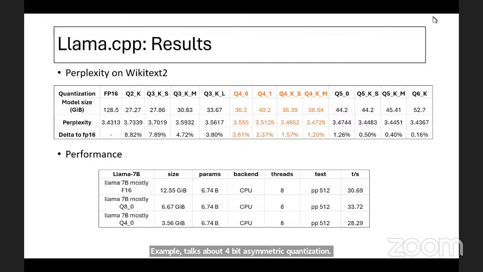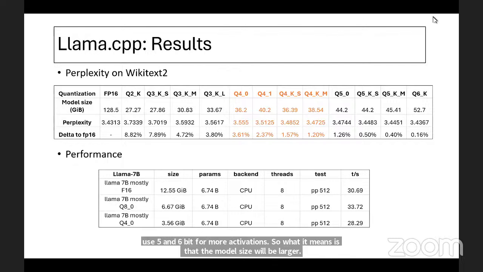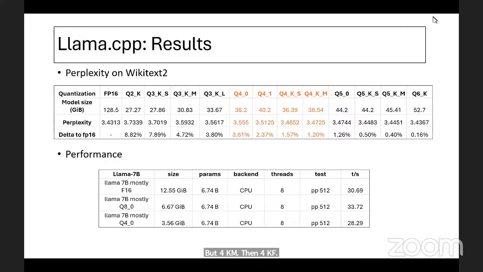Q4KS, S stands for small. That means they try to use 4-bit for most of the layers and maybe 5-bit or 6-bit for some of the activations. That's what makes it small. Whereas Q4KM stands for medium. It means they use 4-bit whenever convenient and use 5- and 6-bit for more activations. So the model size will be larger for 4KM than 4KS when compared to 4K0. 4K0 will have the smallest model size, 4K1 a little larger, 4KS much larger, and 4KM larger still.